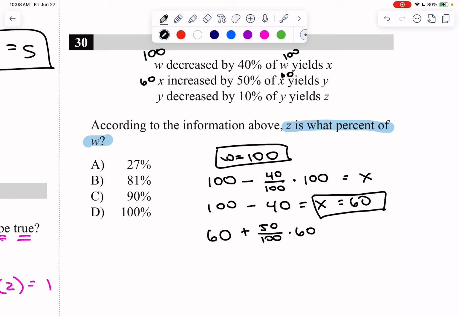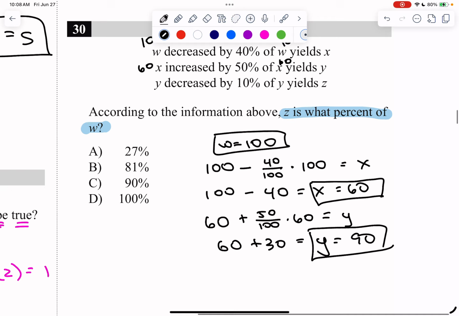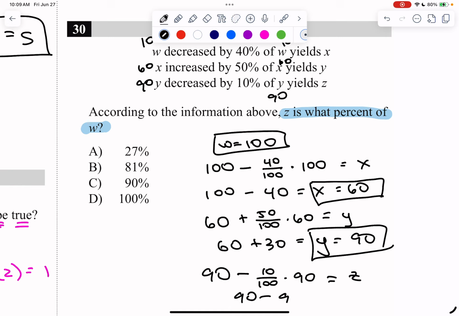50% of 60 we know is 30. So 60 plus 30, that's gonna give us our Y. So we found out that our Y is 90. And then we take that Y, we take that 90, and we're going to decrease it by 10% of 90, and that's gonna give us our Z. So 90 decreased by 10% of 90, and that gives us our Z. So that's 90 minus 9, that gives us that our Z is 81.